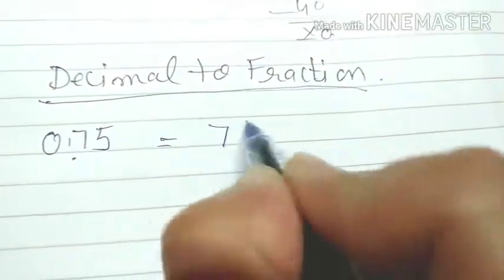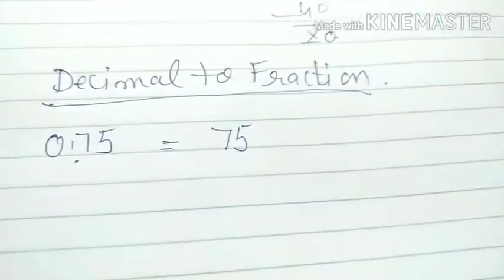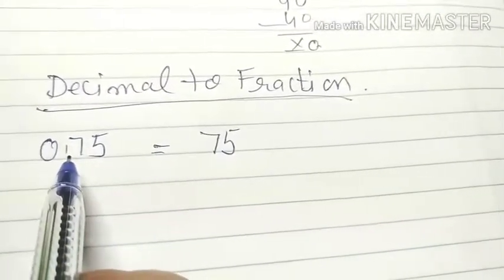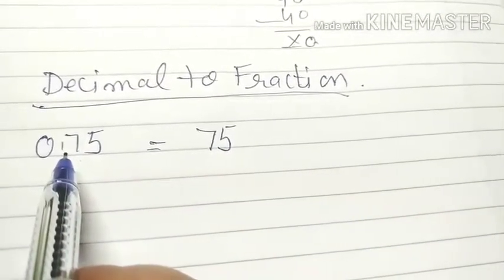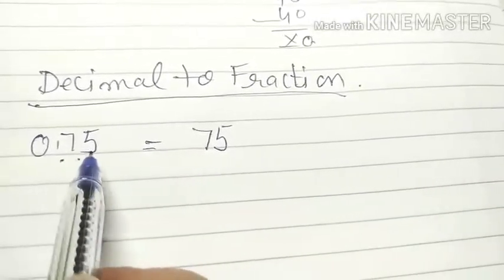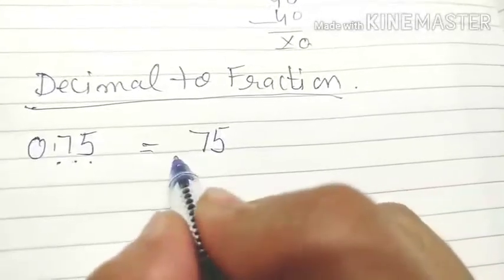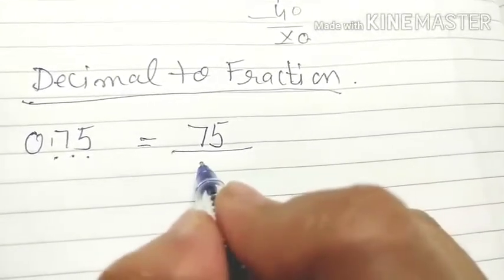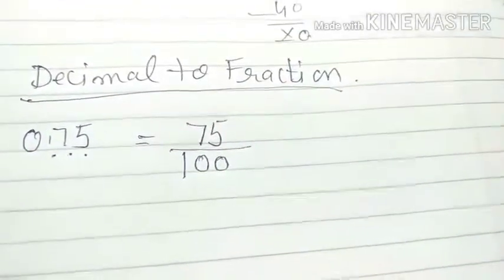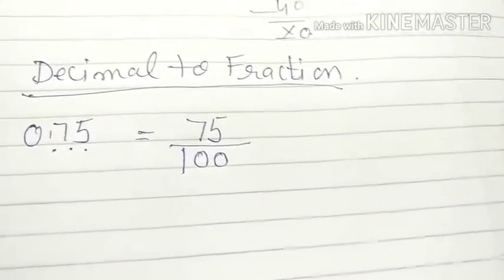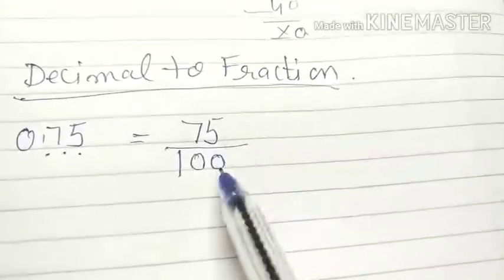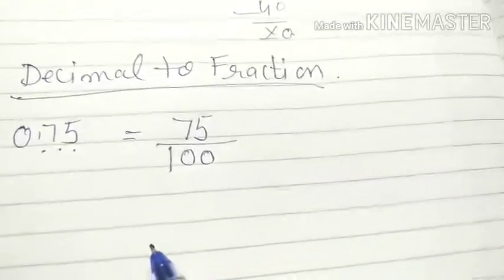First I will write in the numerator the number without the decimal. Now I count how many digits there are after the decimal. So there are 2 digits, 7 and 5. So I mark the same quantity of 0s downward with 1. That means 100.